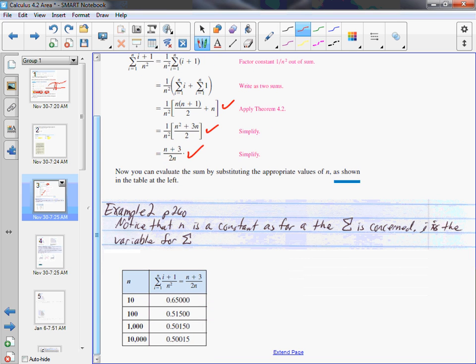All right. Now, notice that n is a constant as far as the sigma is concerned. i is the variable. The index of summation is the variable. Anything else is a constant. Okay? Only the i changes.